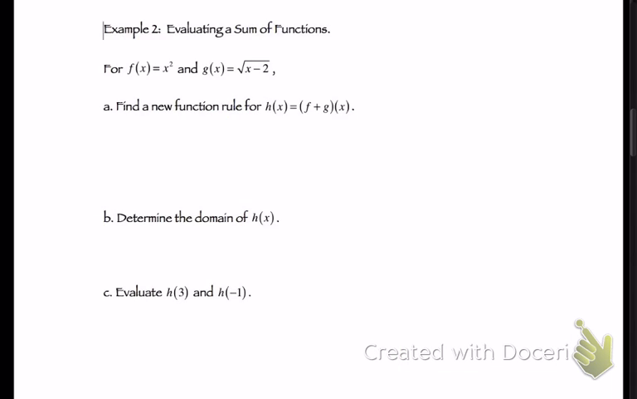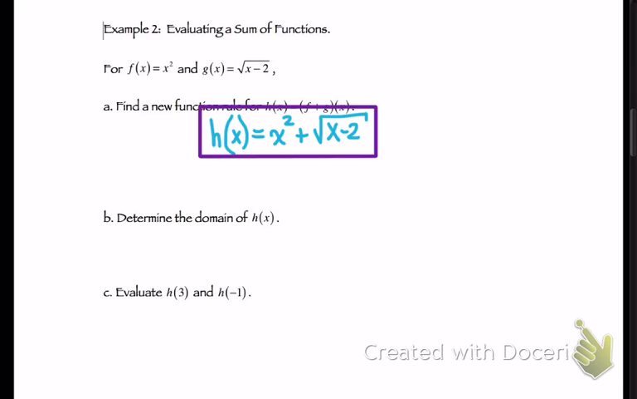Okay, so letter A, find a new function rule for h of x. Well, I'm telling you that to find h of x, I want you to take f plus g of x. Okay, seems pretty simple enough. So, I take f plus g. Notice, no like terms there, so voila, that's done. Alright, so letter B, determine the domain of h of x.